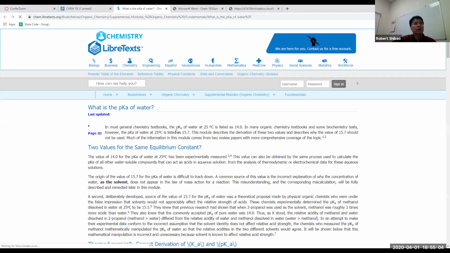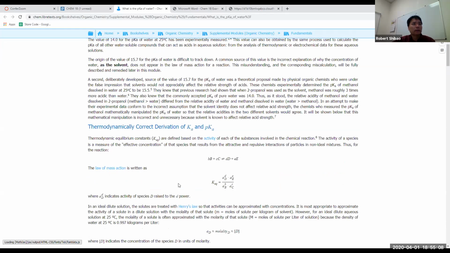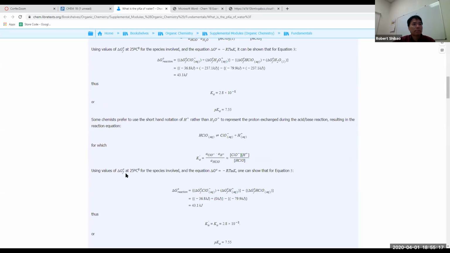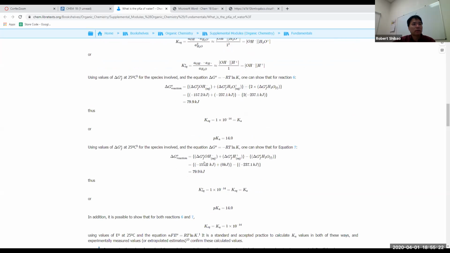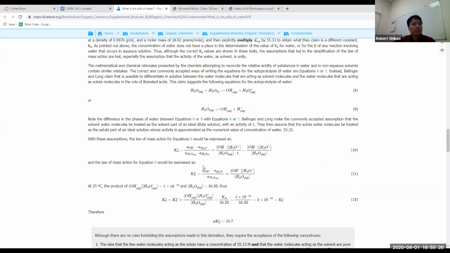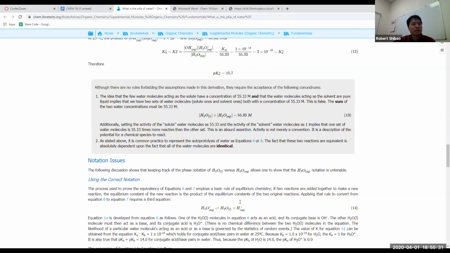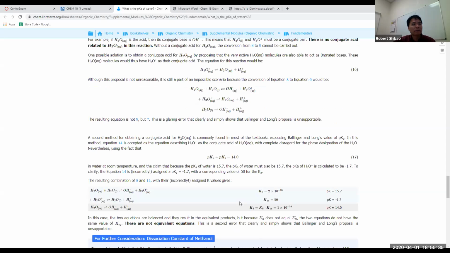The pKa of water. Then basically here's your mass balance, law of mass action. And then we're going to have charge balance equations in here as well. And so we could do it by mass and charge balance. And so this would be an example of solving the equilibria, doing that.